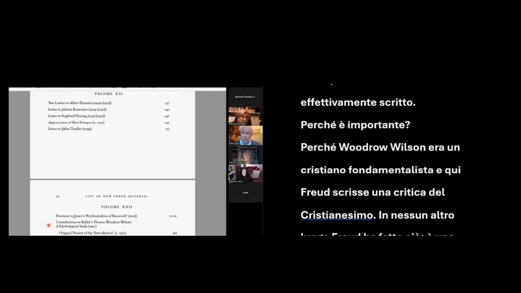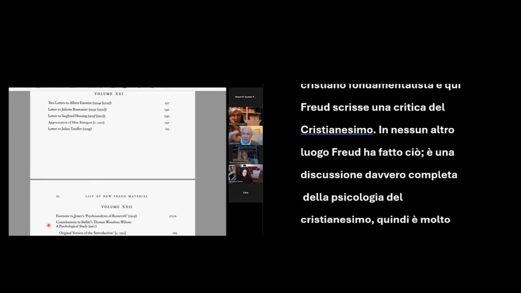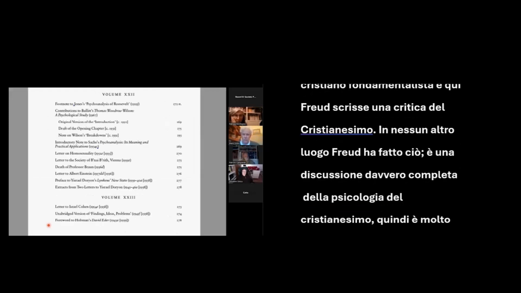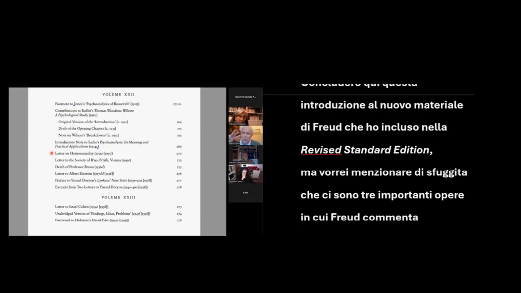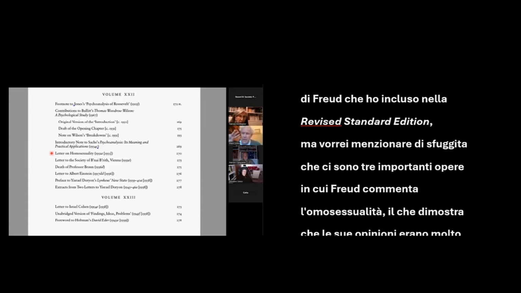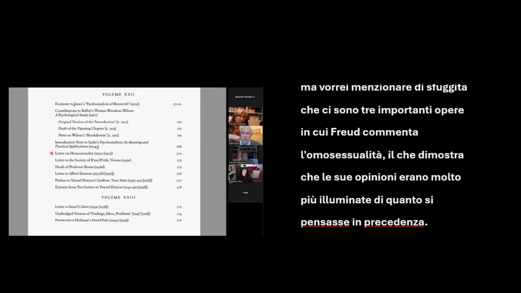Why this work is important is because Woodrow Wilson was a fundamentalist Christian, and here Freud wrote a critique of Christianity. Nowhere else does Freud give this really comprehensive discussion of the psychology of Christianity, so it's very important. So I will end there this introduction to the new Freud material that I included in the revised standard edition. But I want to mention in passing that there are 3 important works where Freud comments on homosexuality, which show that his views were much more enlightened than previously people thought.